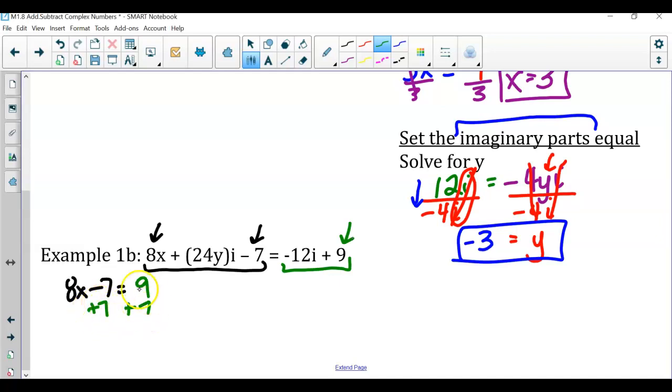I'm going to solve it like a two-step equation. Add the 7 to both sides. 8x is equal to 16. Divide by 8, and you get x is equal to 2.